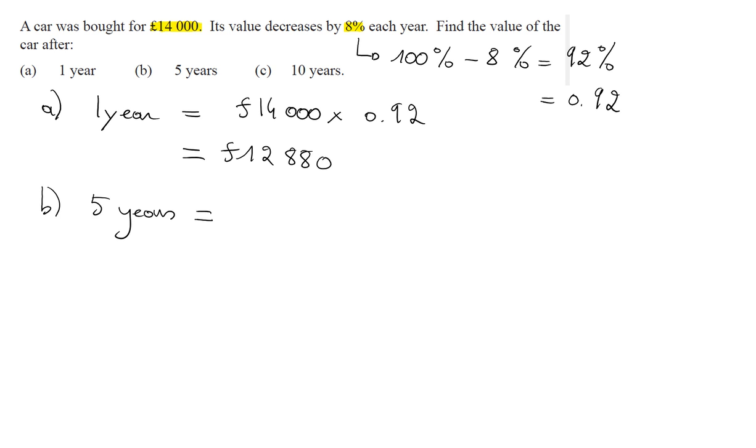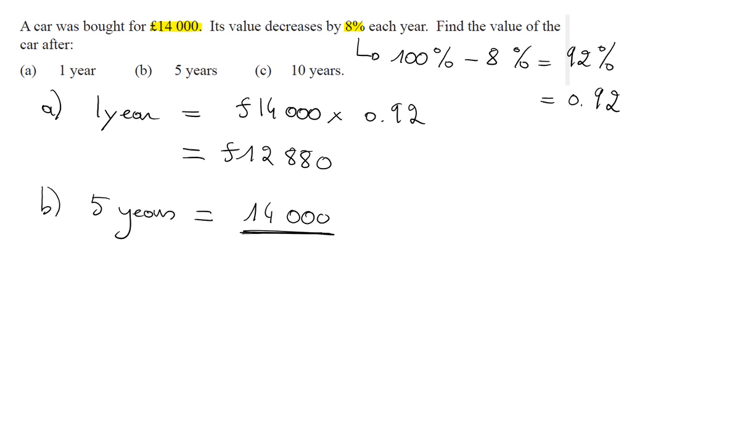After 5 years, again, I could do it all step by step, but I don't really want to because it takes way too much time. I'm just going to use the formula again. So after 5 years, I'm going to use my original value. So not this value, guys, not this. I'm going to leave that alone.